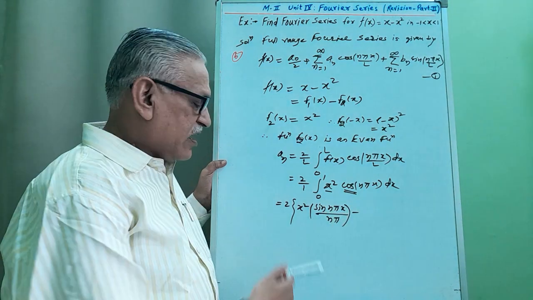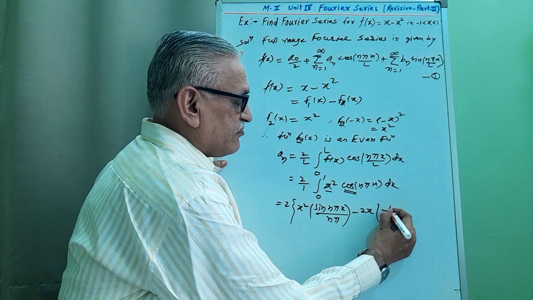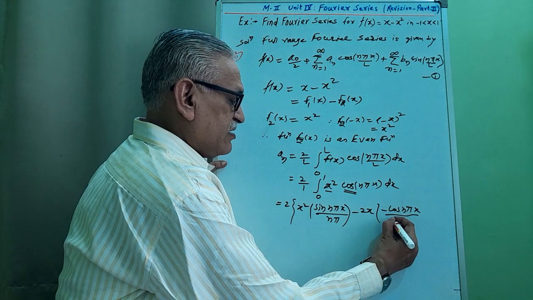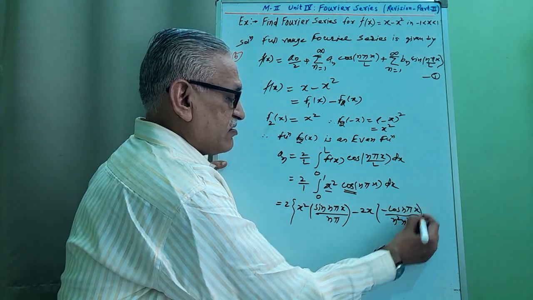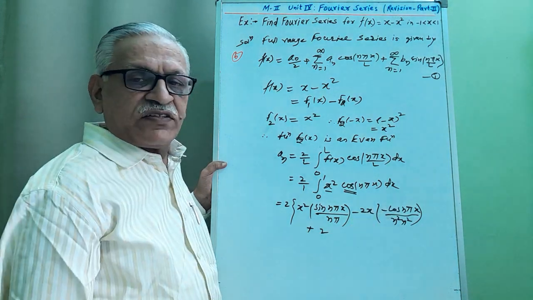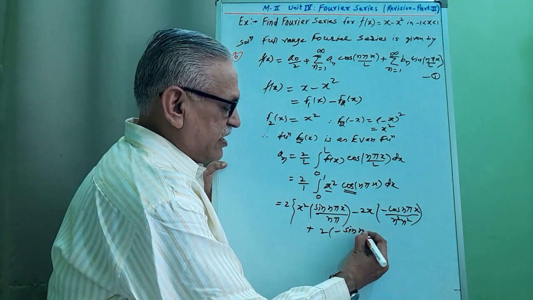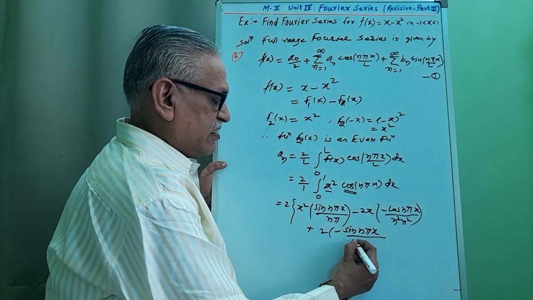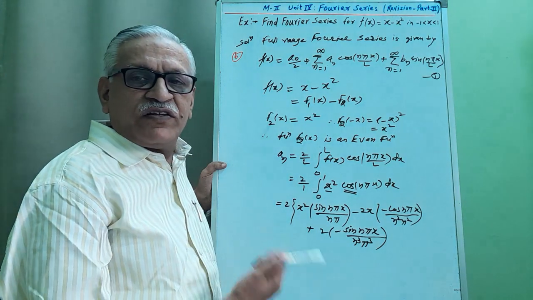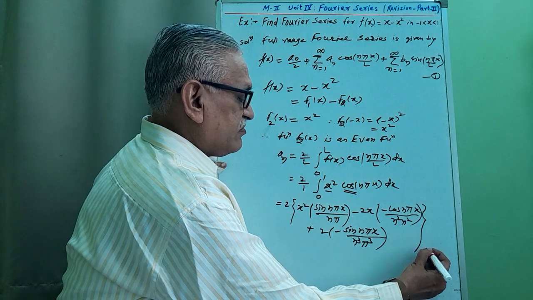then minus derivative of x square, which is 2x, integration of sin is minus cos n pi x by n square pi square, then plus derivative of 2x, which is 2. Next integration is sin with this minus sign, therefore minus sin n pi x by n cube pi cube. Next one is 0. We stop here and limits are from 0 to 1.